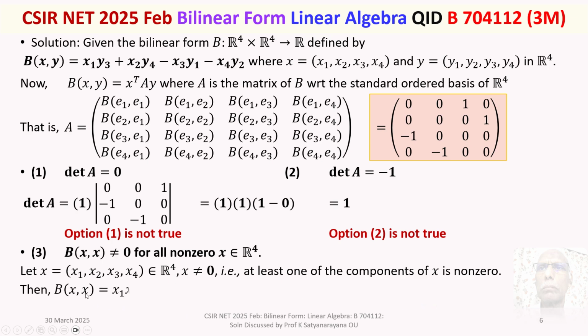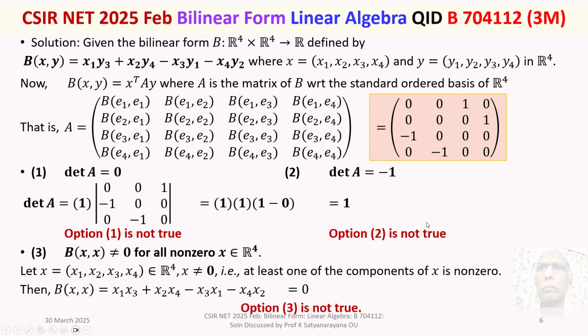Then b of x comma x is equal to x1 x3 plus x2 x4 minus x3 x1 minus x4 x2, which is 0. The cancellation takes place, and it will be 0, even though at least one component is not 0. So the option given says it is not equal to 0 for all non-zero vectors x belongs to R to the power of 4. Therefore, the option 3 is not true.